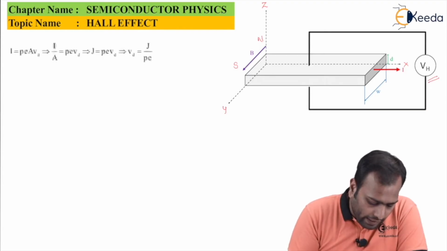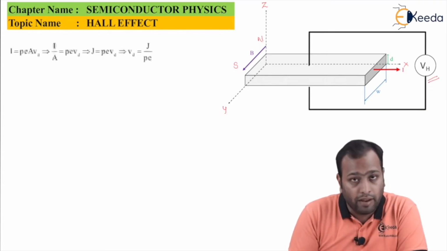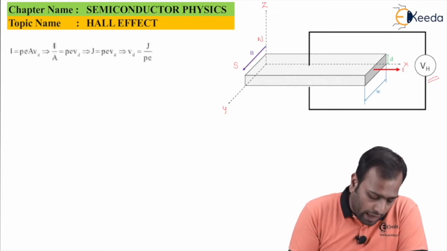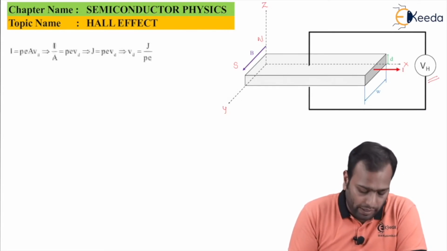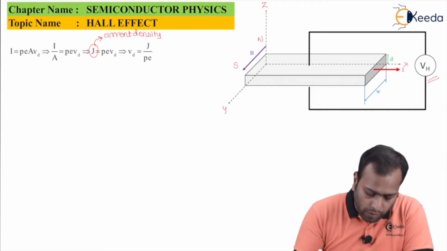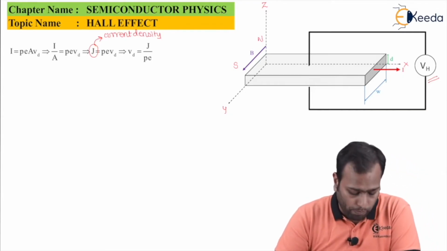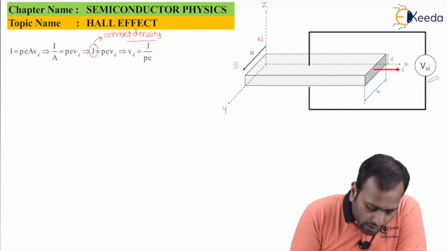Now, if I take A to the left hand side, I'll get I by A, which equals P E VD. Therefore, I by A now becomes equal to J, which is equal to P into E into VD. We all know that J is nothing but the current density. So current density is equal to P into E into VD, and therefore I can define VD as J upon PE.